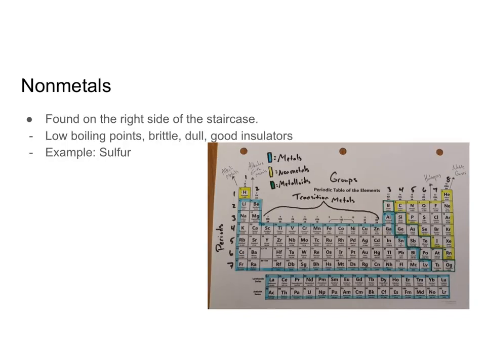Our nonmetals are found on the right-hand side of the staircase. They have low boiling points, they're brittle, they're dull, and they're good insulators. They're essentially the opposite of our metals. An example of this would be sulfur. So these ones over here will have more of these types of properties. And you can see that some of them are gases at room temperature, and you can also label those onto your periodic table. We're not going to be going through which ones are gases at room temperature, but you can tell that nitrogen, oxygen, fluorine, chlorine, and I believe iodine. Bromine might be a liquid at room temperature. And then all of our noble gases, which we'll label later. So we've got our nonmetals there.